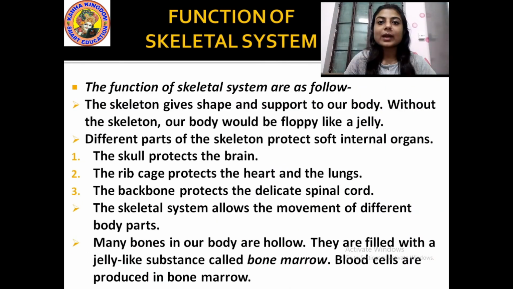And now students, what are the functions of the skeletal system? The functions of the skeletal system are as follows. The skeleton gives shape and support to our body. What does the skeleton give us? It gives shape and support to our body. Without the skeleton, our body would be floppy like a jelly. Floppy like a jelly means it will have no shape.